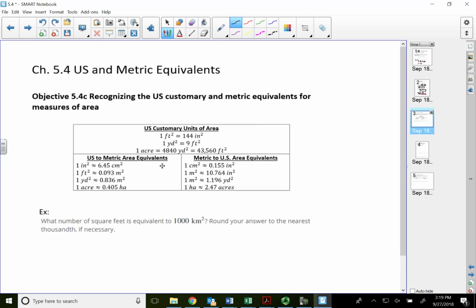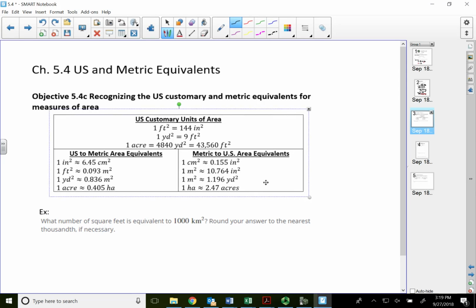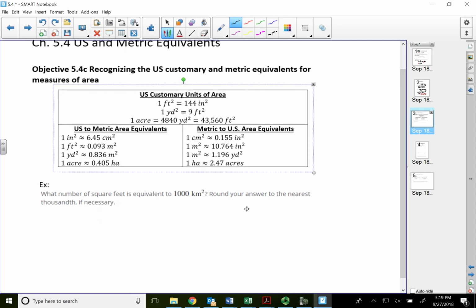All right, let's take a look. So here I have areas. I actually wrote out the U.S. units of areas up here. Down below it, I have U.S. area converted to metric area, and I have metric area converted to U.S. area. So just be careful what you're trying to convert.